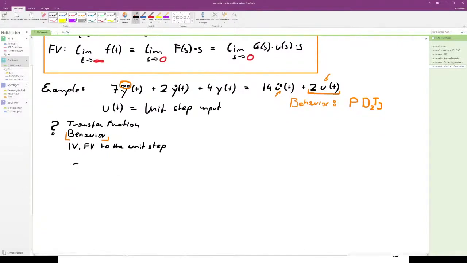Okay. The transfer function g of s is simply 14s squared plus 2, and the left-hand side with the y's always goes below, and it's going to be 7 times s to the power of 3 plus 2 times s, with the power of 1 so we don't need to write that, plus 4. Okay, and now we're going to try to compute the initial value and the final value.